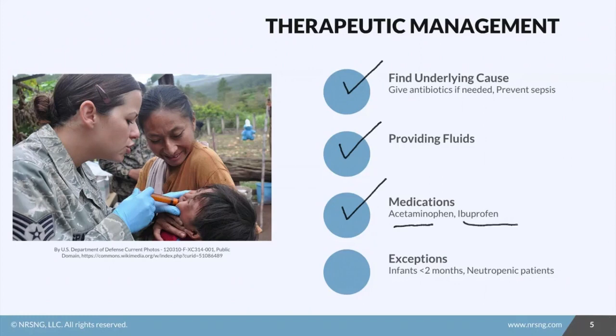Acetaminophen can be used with any kid of any age, while ibuprofen can only be used from 6 months onward. Now, one thing to know is that in our pediatric patients, we have 2 patient groups that we actually treat a little bit differently. So they're kind of exceptions for how we manage. And these 2 groups are infants who are less than 2 months old and neutropenic patients.